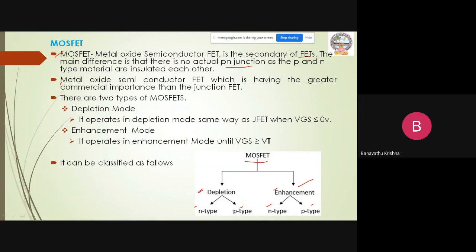And this metal oxide semiconductor field effect transistor is classified into two types, depletion mode and enhancement mode. As I told you, by applying some forces the depletion mode is converted to enhancement mode. It operates in depletion mode the same way as a JFET when VGS is less than or equal to 0, right? And the enhancement mode operates until VGS is greater than or equal to VT. So VT is nothing but the threshold voltage.